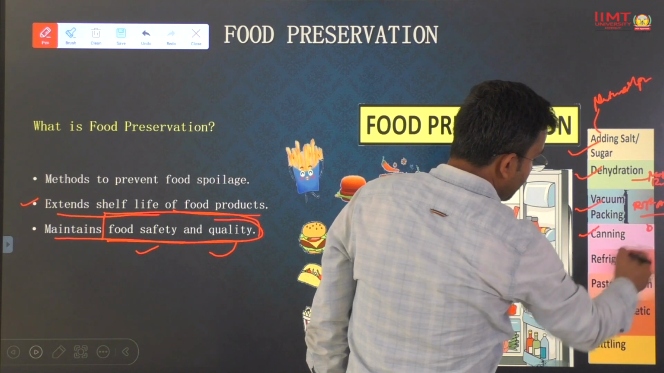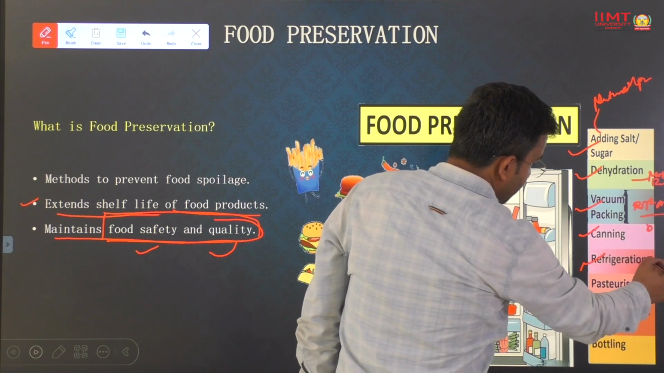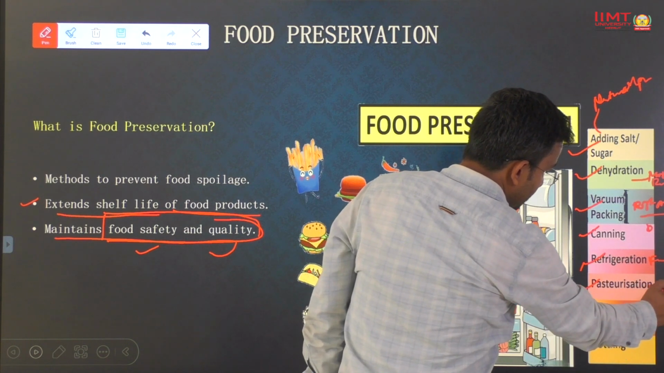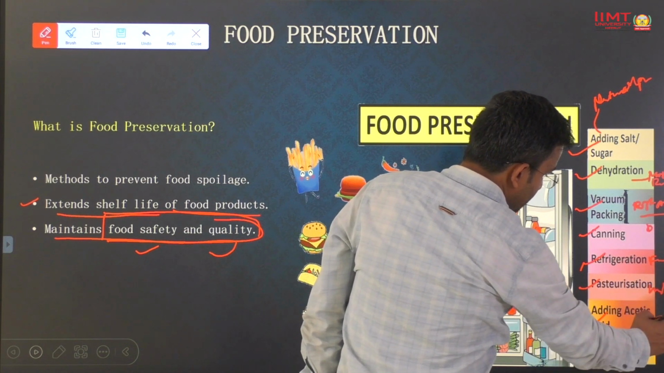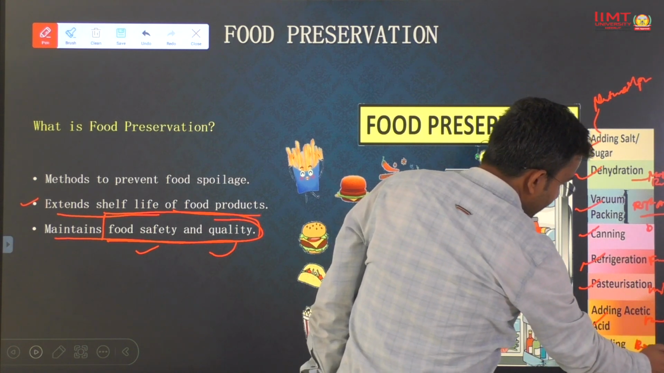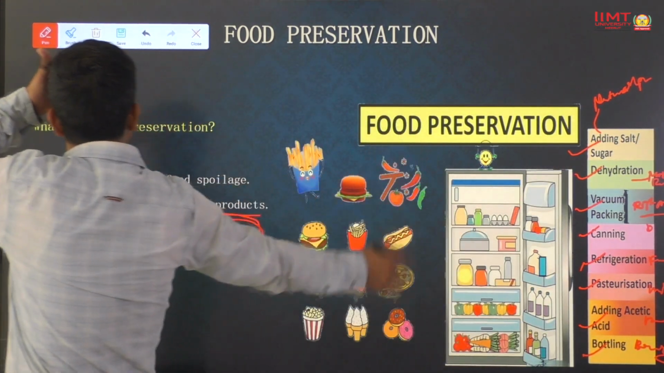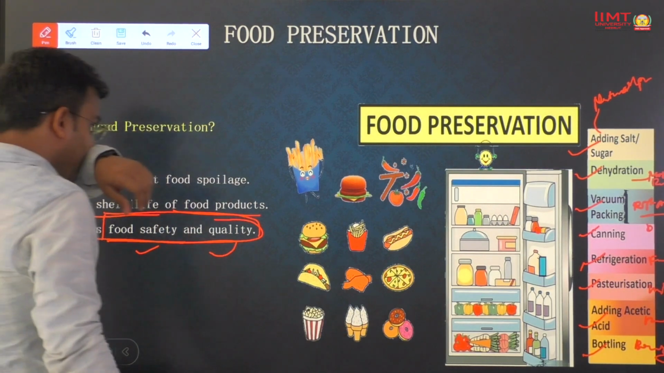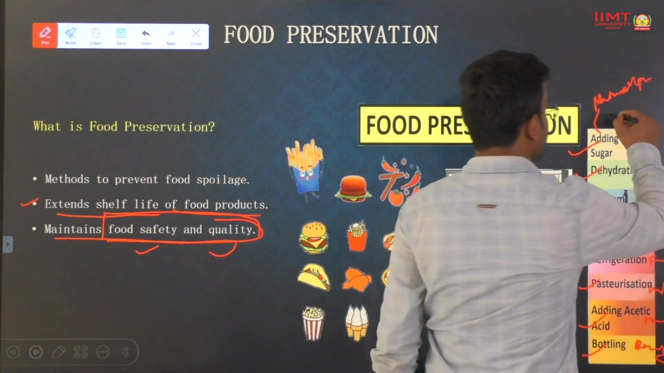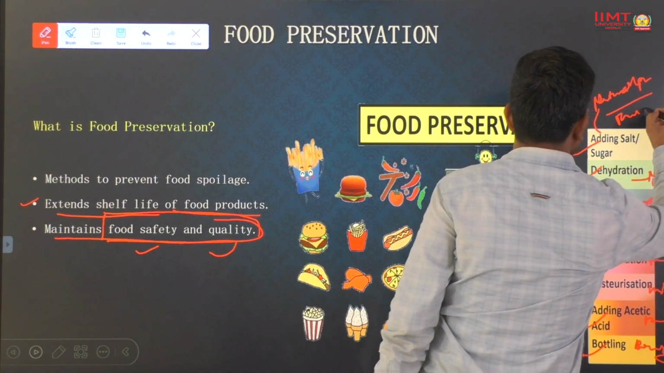Canning is the same. Refrigeration for fruits and vegetables. Pasteurization for milk. Adding acetic acid for pickling. Bottling for beverages. These are the parameters and technical tools which are used in food preservation.